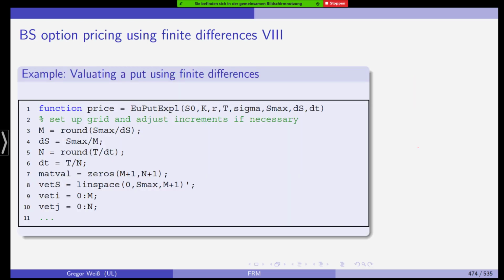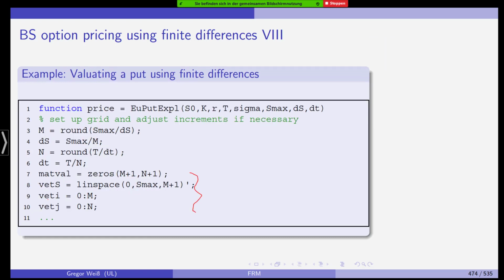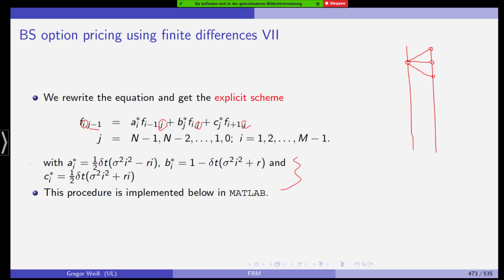So this is the Matlab function using an explicit scheme. So M, ds, n, dt. We set up the lattice, that's vet s, vet I, vet j in the matval. We set up the boundary conditions, so actually in the first column, first line, last column, last line, we know these three in the matrix. We set up the coefficients a, b, and c. That's actually this here.